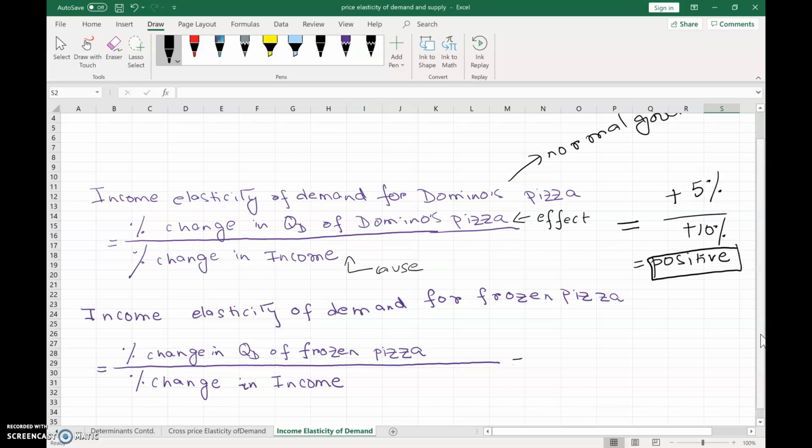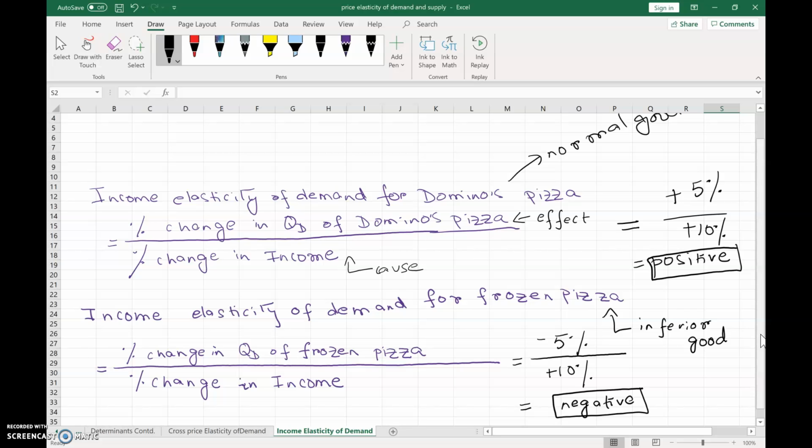Now take a look at the income elasticity of demand for frozen pizza. Say the income is going up by 10% and the percentage change in quantity demanded of frozen pizza is going down by negative 5%. The result of income elasticity of demand will be negative. That means frozen pizza is an inferior good.